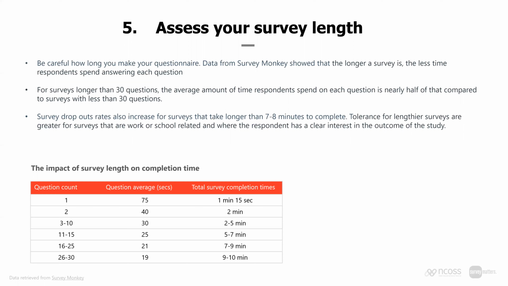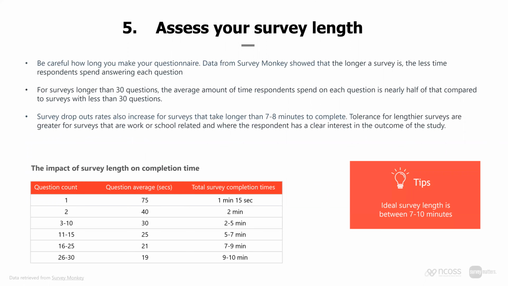It's also important to note that dropout rates increase for surveys that take longer than 7 to 8 minutes. And so we would recommend that the ideal survey length is about 7 to 10 minutes, maybe up to 15, but probably you don't want to go too much longer than that. However, I just want to add that this advice really does depend on the topic and on your audience.